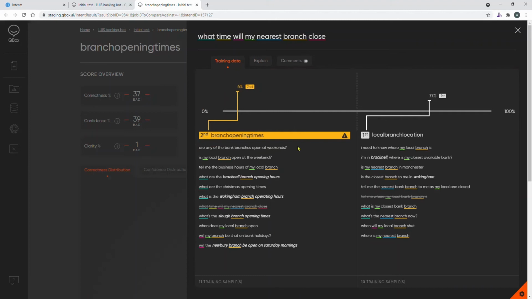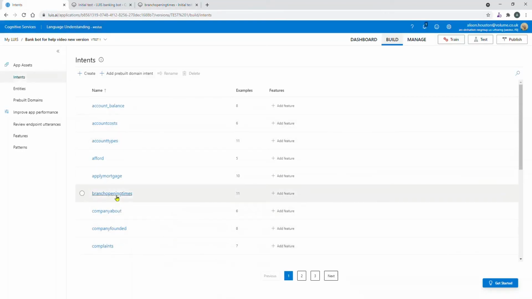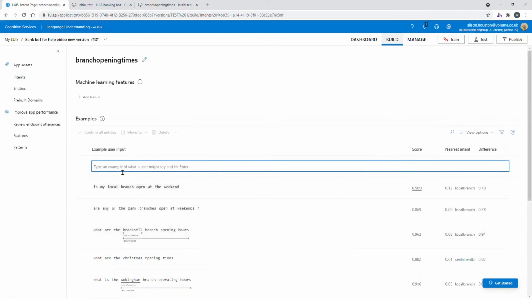We can hopefully rectify this by adding some more utterances. We recommend for each concept within an intent, there should be around 3 utterances. So let's go back to the LUIS model and pick up the right intent. And then we can add want to know the time our nearest bank branch will close. And another one, give me the time my nearest branch is going to close.